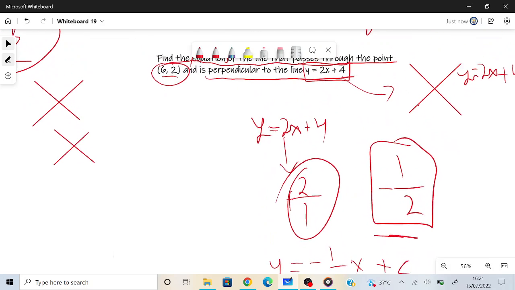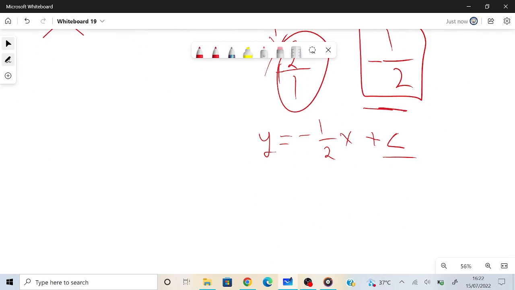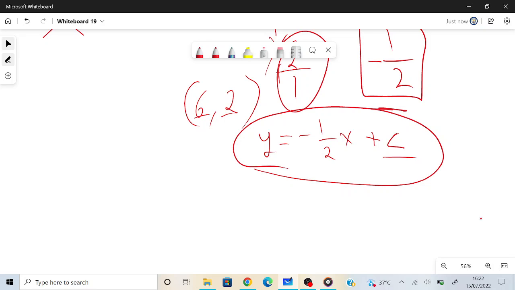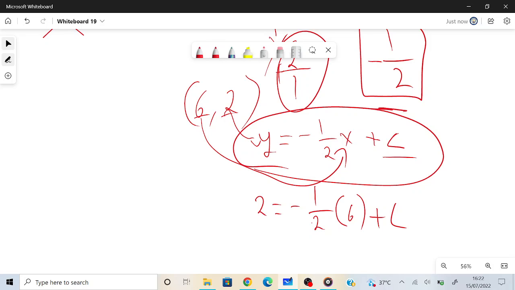If you notice, they gave us a coordinate. They gave us 6, 2. We know from this that 6 is our x and 2 is our y. So all we have to do is substitute these values into this equation over here. So we now have 2 equals minus 1 over 2 times 6 plus c. So the 2 went into y and the 6 went all the way into x.